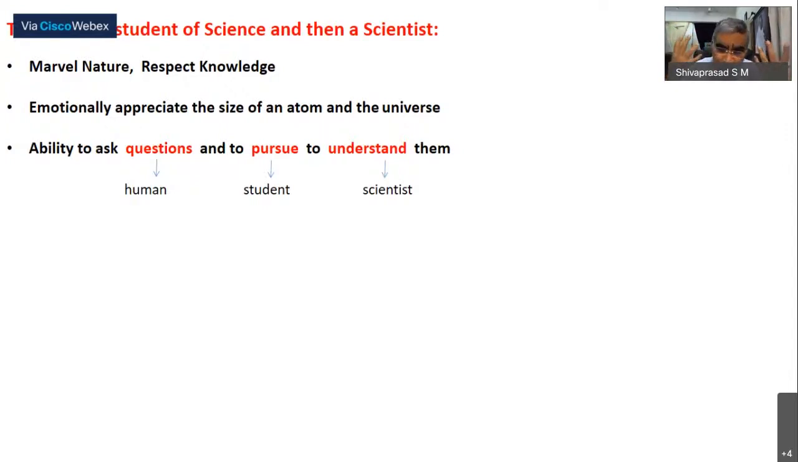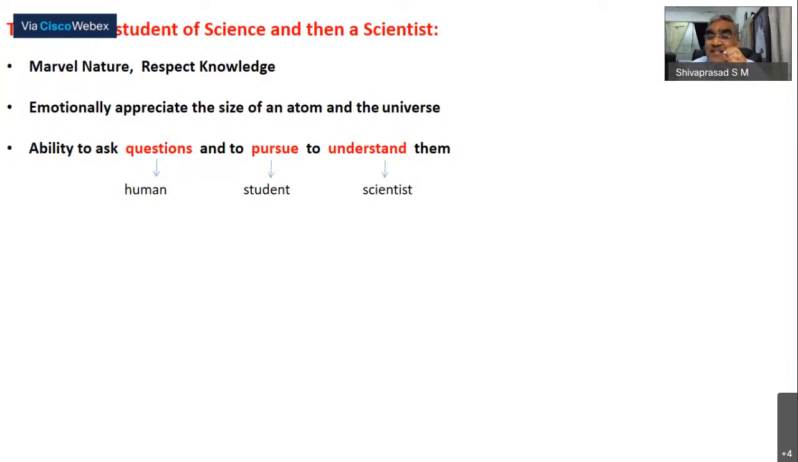This nature works so complex, so beautiful. You have to marvel at nature. Then you have to respect knowledge. You have to give respect to people with knowledge. You cannot give respect to people with a lot of money or a lot of power. A minister, they don't give respect to them. Give respect to the people who have knowledge. Once you do that, then you will find that you can.